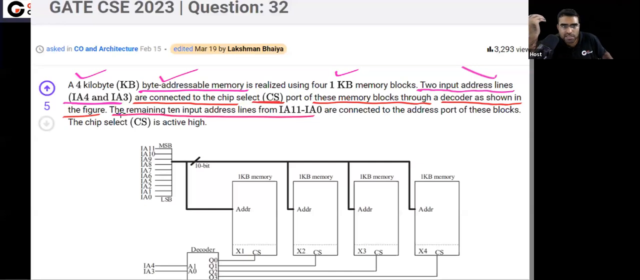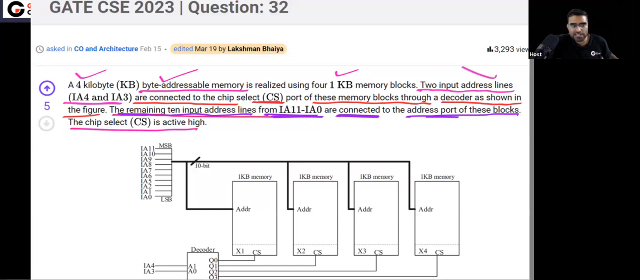You can see the remaining 10 address lines. Read this statement: the remaining 10 address lines are connected to the address port of these blocks. And chip select is active high. This is already given to you.